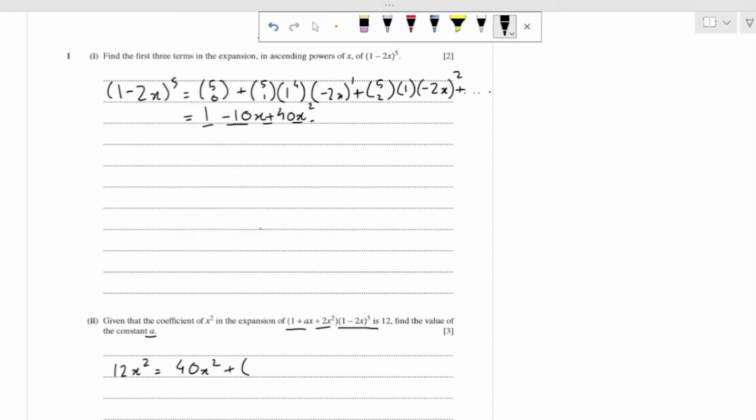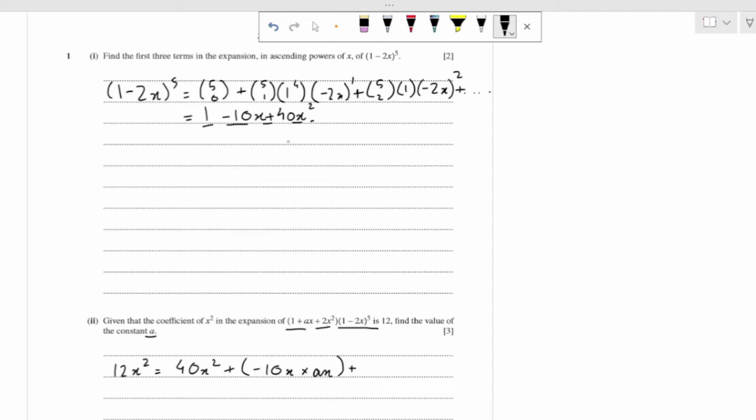Ax with 1 does not give us x square power. Ax with minus 10x gives us minus 10x multiplied with ax. So that's another term which will have x square base, and then we're going to multiply ax with 40x square and we'll get 40x cube. That's not what we're looking for, so we ignore it.